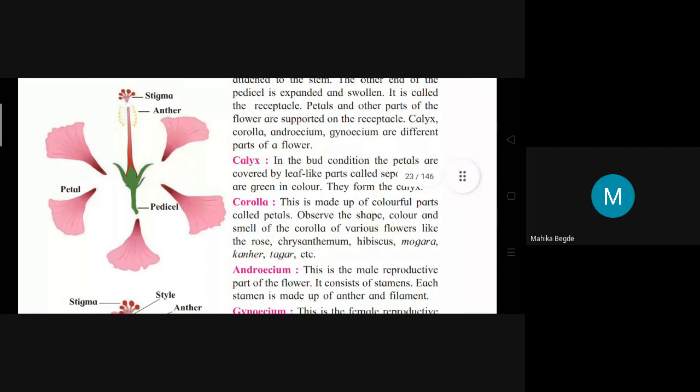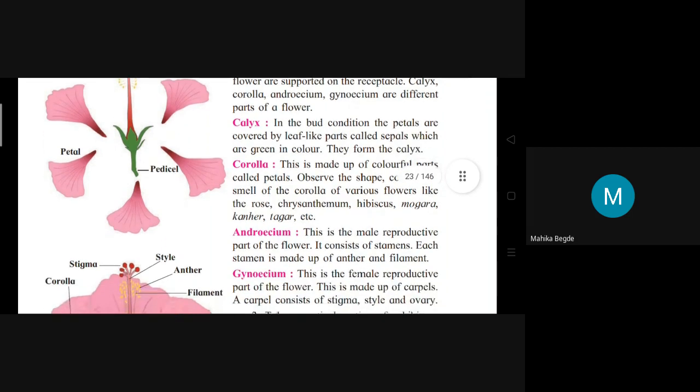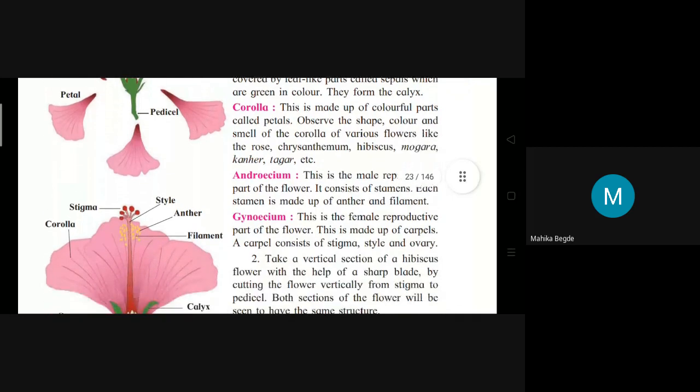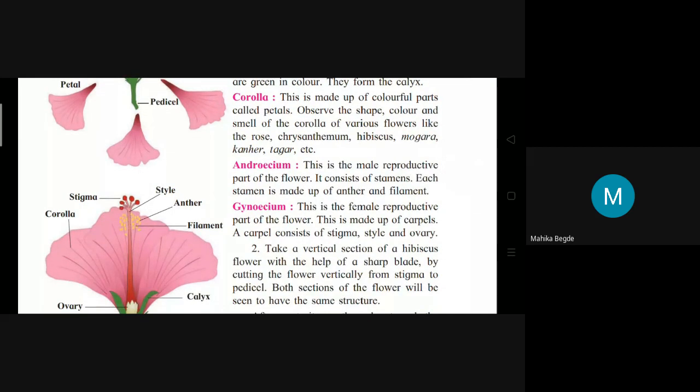Calyx, corolla, androecium, gynoecium, these are some different parts of a flower. What is the calyx? In the bud condition, the petals are covered with a leaf-like part called sepals, which are green in color, and they form the calyx of the flower. Corolla is made up of colorful parts called petals.